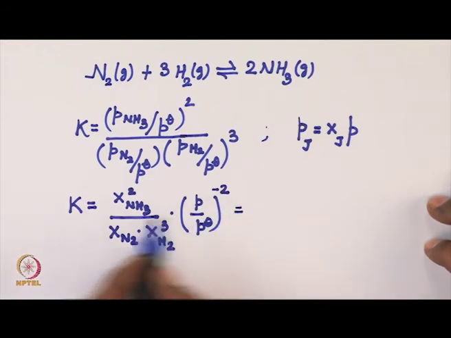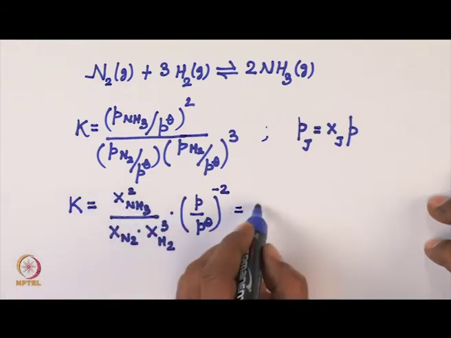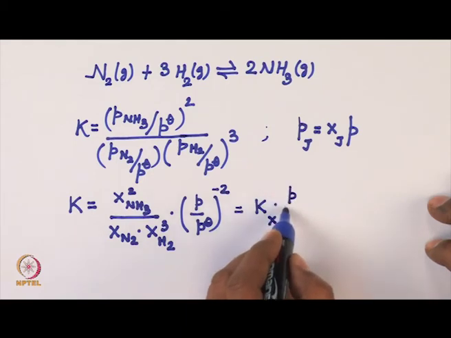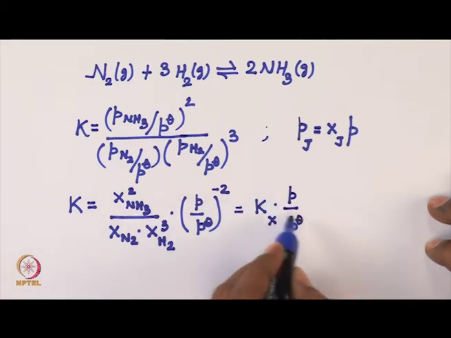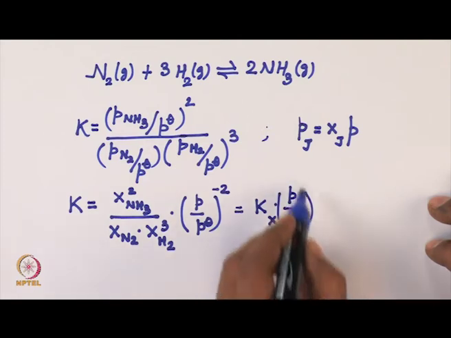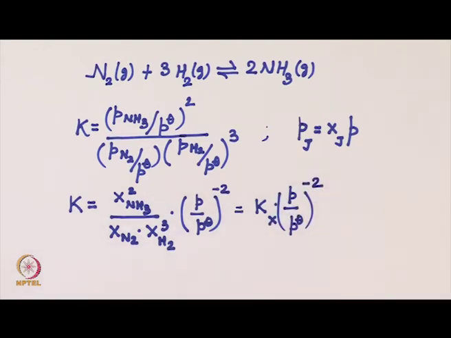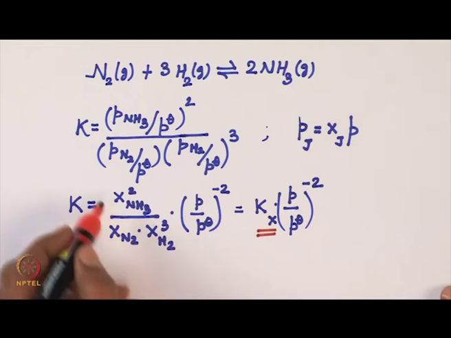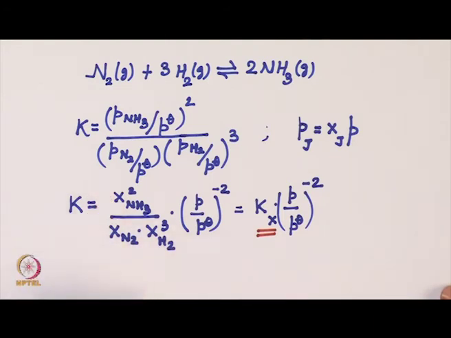Can I write this ratio as Kx, that is a ratio of the mole fractions, into total pressure divided by P naught, which is 1 bar, raised to the power minus 2. The effect of pressure on composition is given by Kx, because Kx is the ratio of mole fractions. Now let us go to the slides.